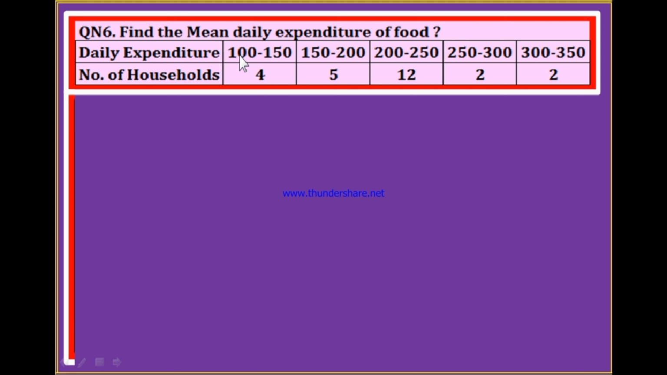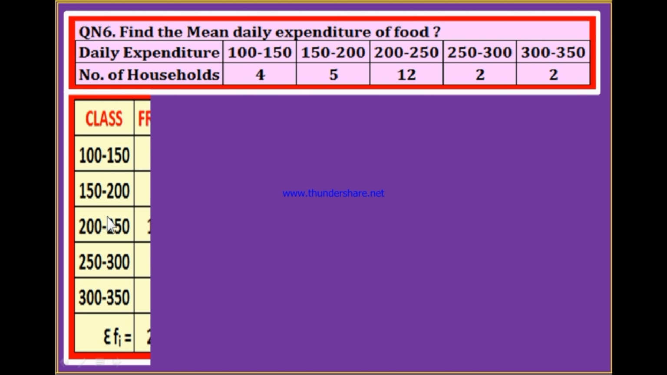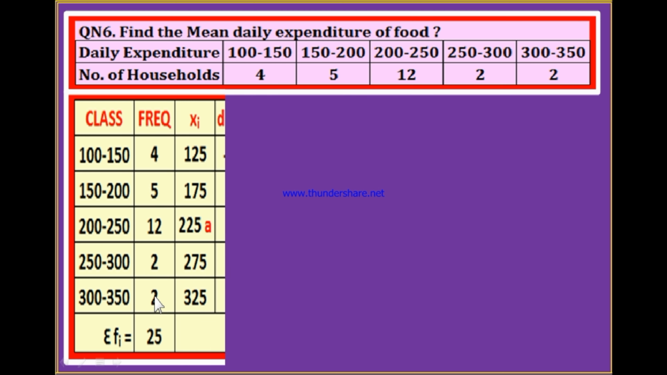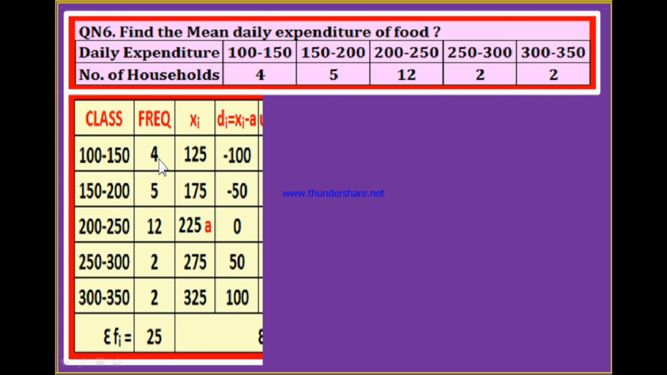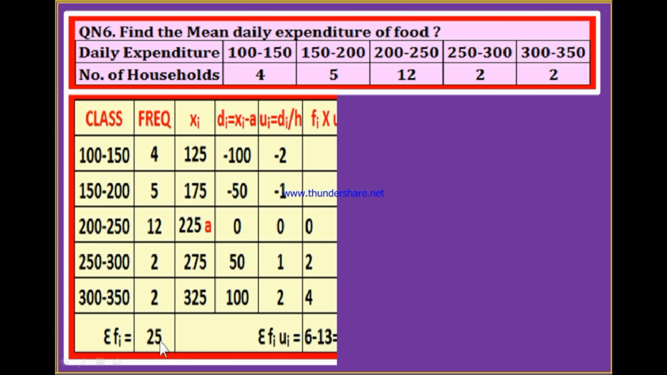You see, classes 100 to 150, 150 to 200, 200 to 250, 250 to 300, 300 to 350. These are the classes. Now corresponding to these classes, what are the frequencies? 4, 5, 12, 2 and 2. These are the frequencies. After writing frequencies, you find sigma Fi first of all. Sigma Fi means you add all of them. 4 plus 5 is 9, 9 plus 12 is 21, 21 plus 2 is 23, 23 plus 2 is 25. This is sigma Fi, the sum of the frequencies.